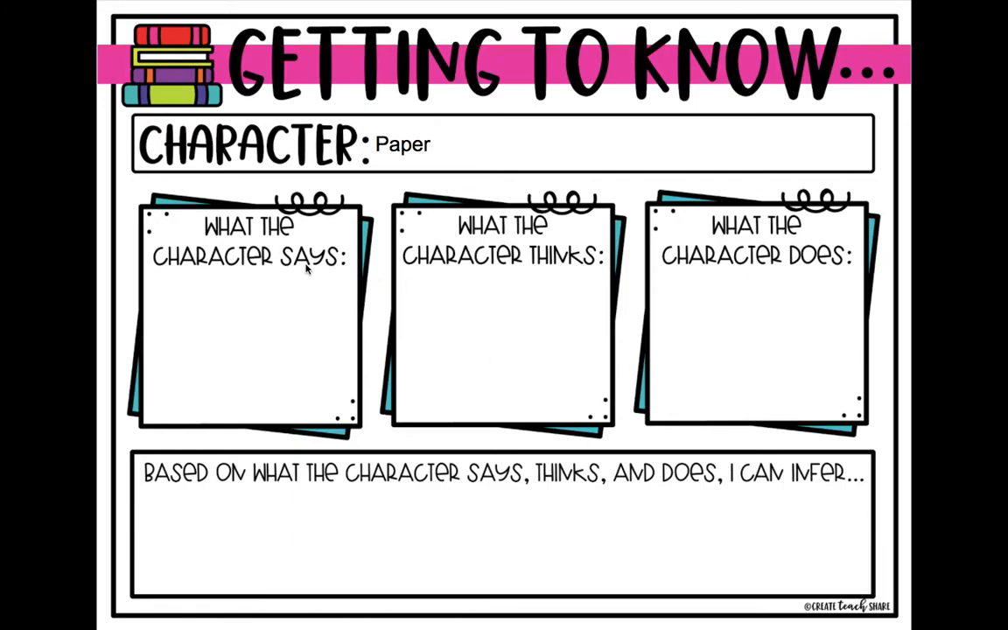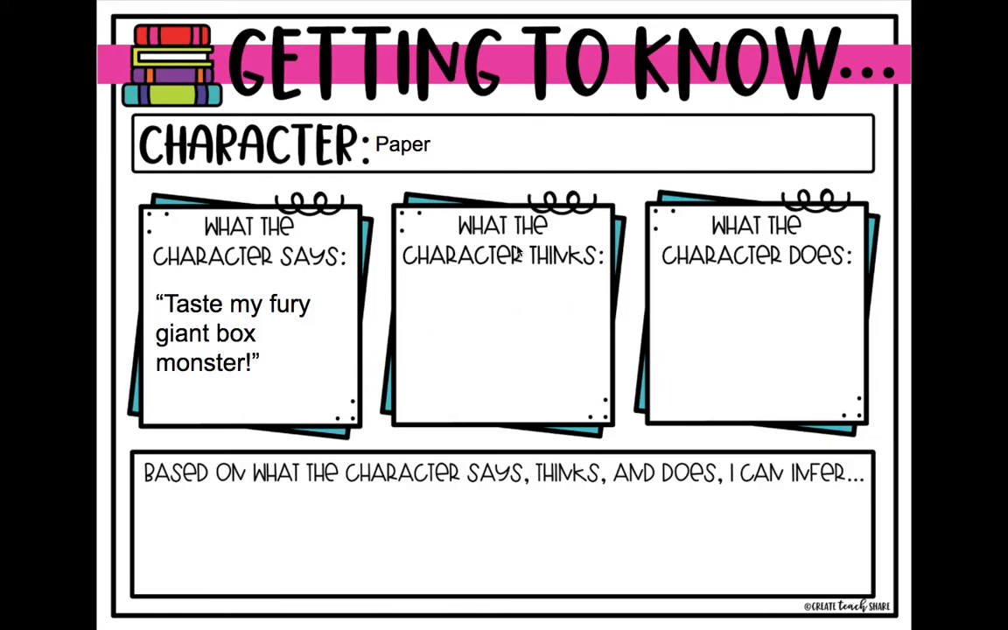It says, what does the character say? What does the character think? What does the character do? I would like for you to try to pull word for word here. Where it says what the character says, I went to that moment in the book where Paper treks across the desk to face the giant box monster. And he says, "Taste my fury, giant box monster." Those are words that he actually said. They came straight out of his mouth.